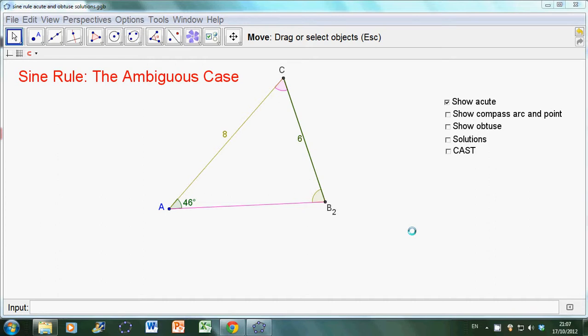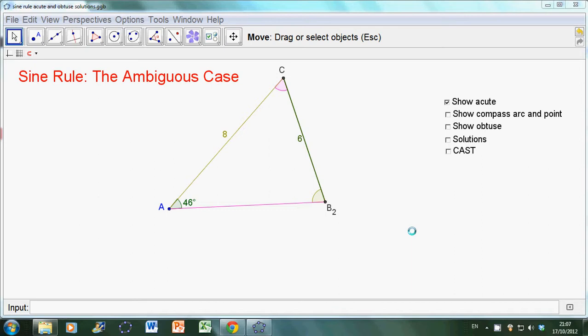Okay, we're here to look at the sine rule and the ambiguous case. What we're basically talking about is that in certain circumstances using the sine rule, you will come across situations where there will actually be two solutions. Now, you're not necessarily going to be told that there will be two solutions, but you have to be aware that there may be a situation where that is the case. And we call that type of case the ambiguous case.